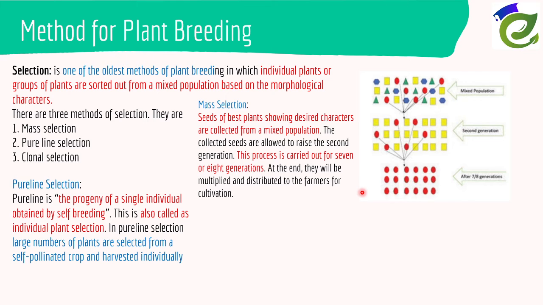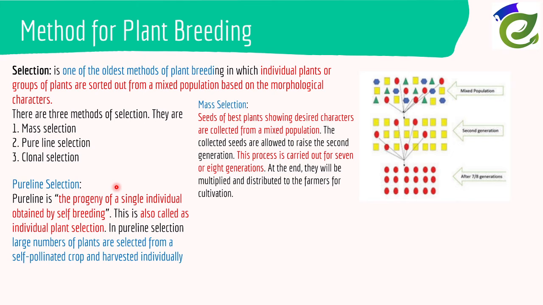Pure line selection is more or less confusing, but it's a self-breeding process. If you have heard about reproduction in plants, you might have heard the terminology of self-pollination. There, it's self-pollination in flowers; here it is self-breeding. Self-breeding is not only focused on flowers but also on plants as well. So a single individual will give more than one offspring, and those offspring will give more than one offspring, which means it is exponentially increasing.